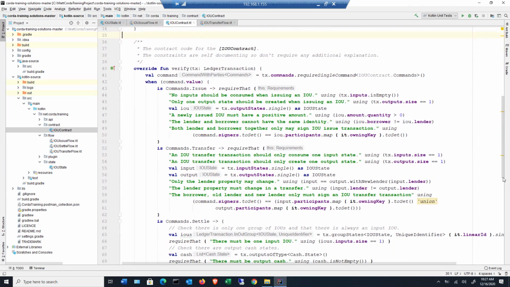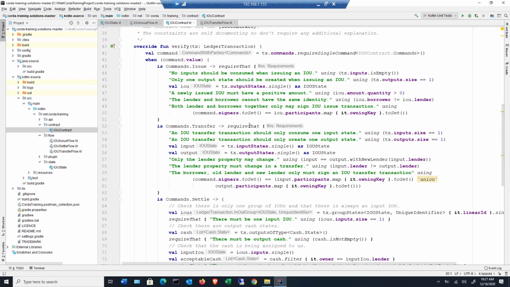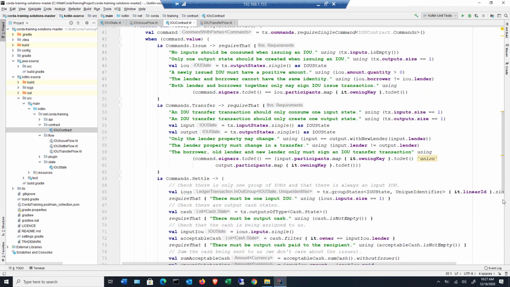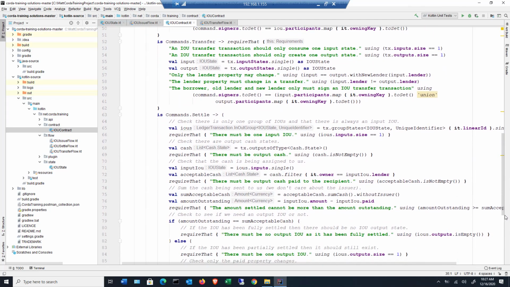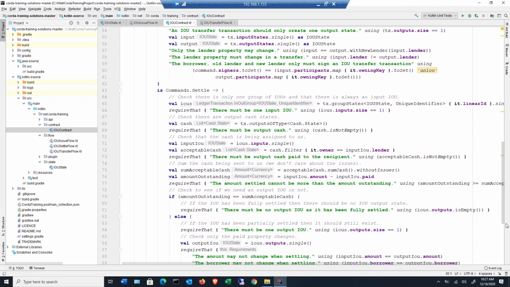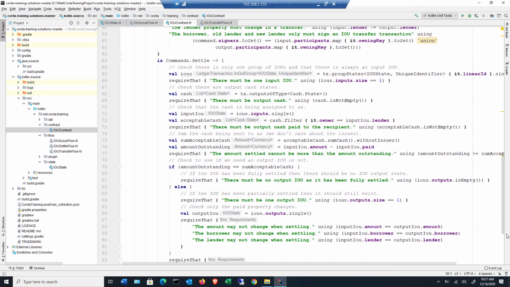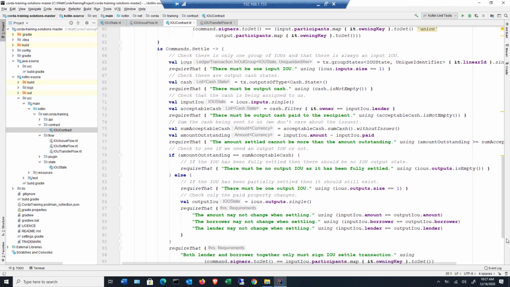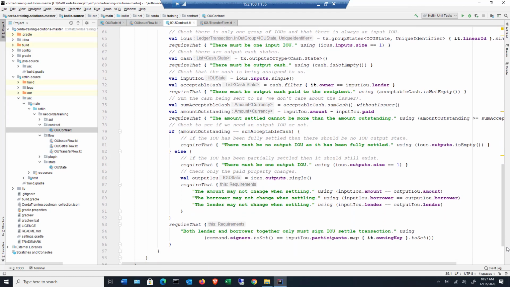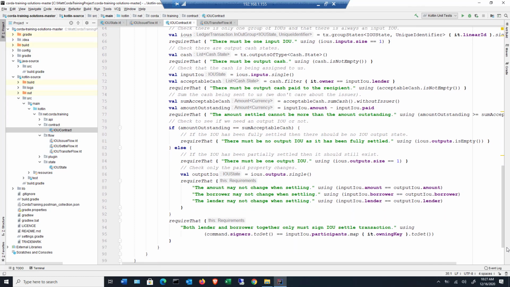Scroll down here, we can see the command transfer, and there are requirements associated with the transfer. We'll talk about that shortly. And we see the command settle and some requirements there. So you can imagine as these commands are being executed, there are certain requirements that need to be met before the transaction is validated. Again, this is quite straightforward.